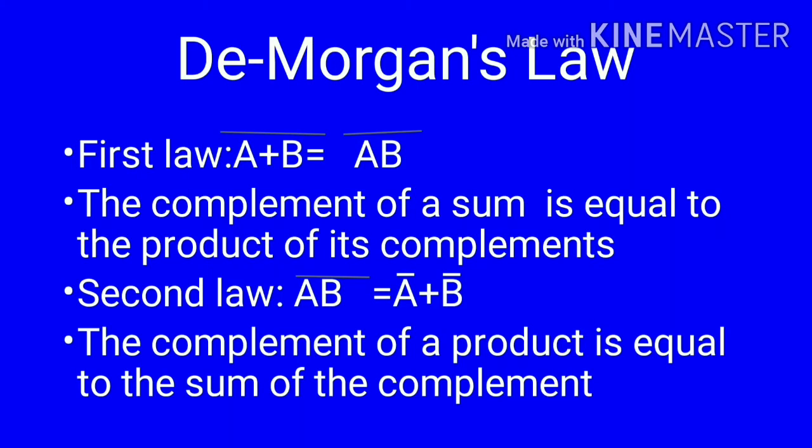De Morgan's law, first law: negation of A plus B equal to negation of A times negation of B. The complement of a sum is equal to the product of its complements. Second law: negation of AB equal to A bar plus B bar. The complement of a product is equal to the sum of the complements.